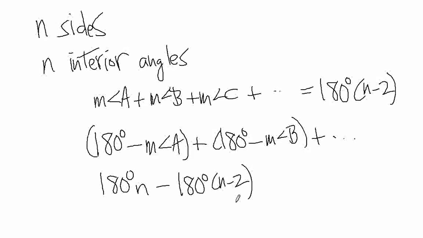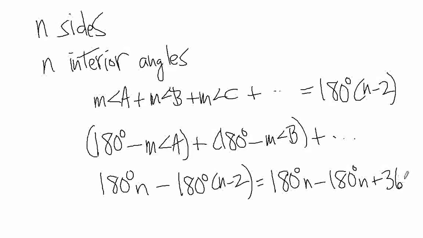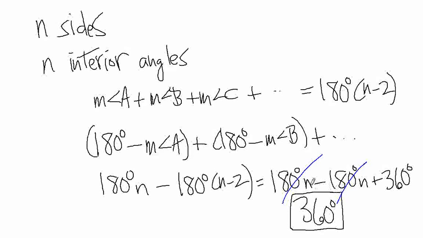And so we can expand and simplify: 180 degrees times n minus 180 degrees times n plus 2 times 180 degrees, or 360. So we get cancellation, and lo and behold, for every polygon, the sum of the measures of the exterior angles will be 360 degrees.